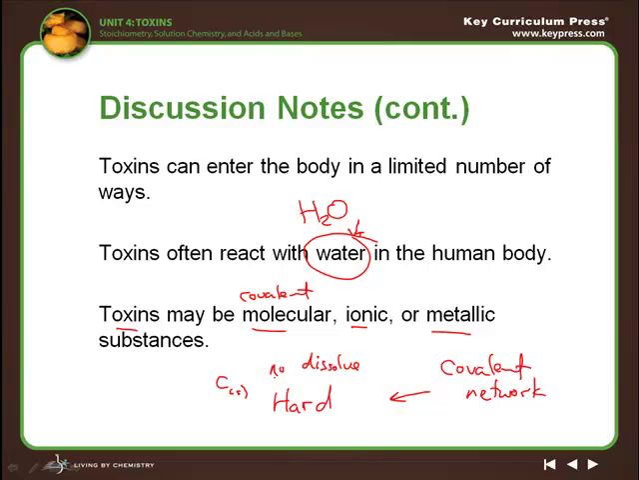Chemically, it doesn't have the reactivity, doesn't tend to dissolve in water, so it would tend not to be what's classified as a toxic substance. So silicon is also something that tends to be non-toxic as well. So these different compounds, again, if they are not covalent molecular, ionic, or metallic, they may not be toxic.